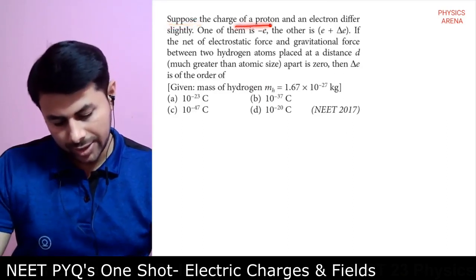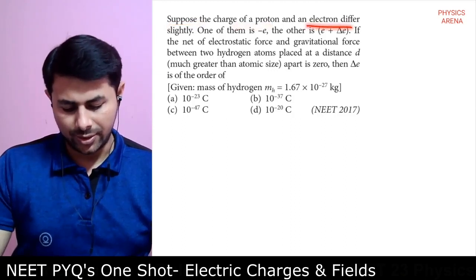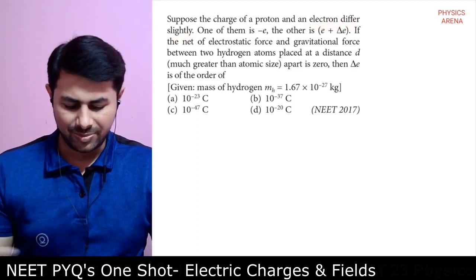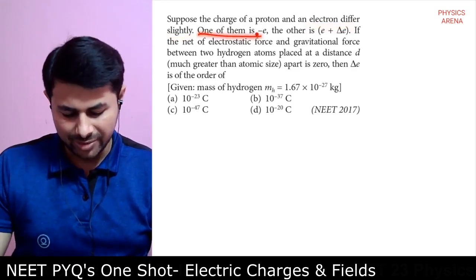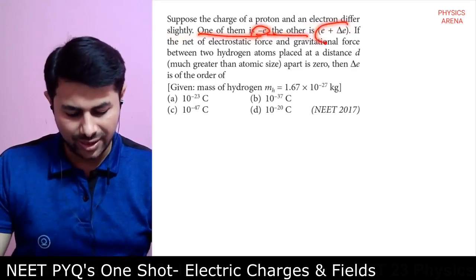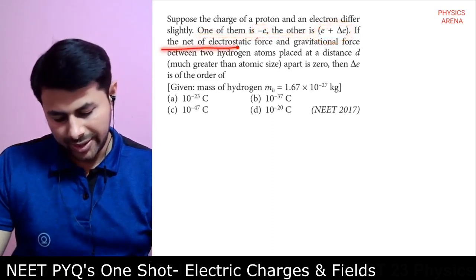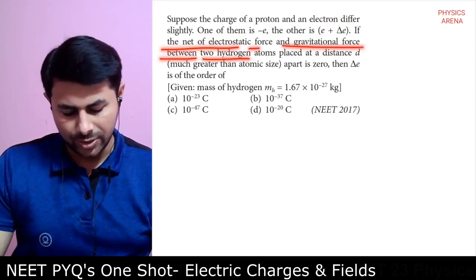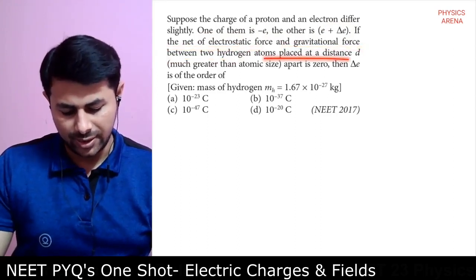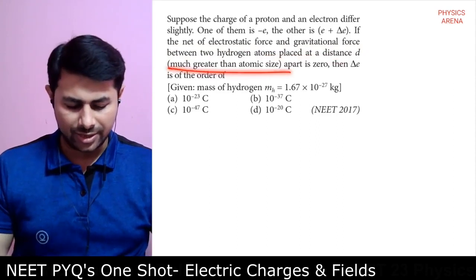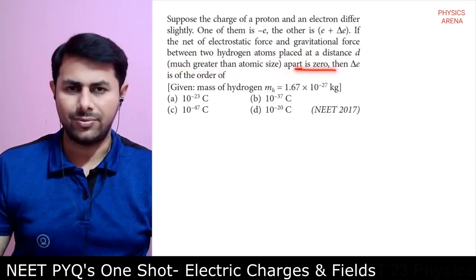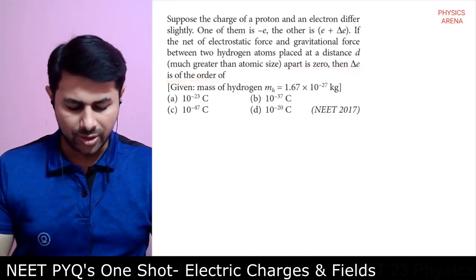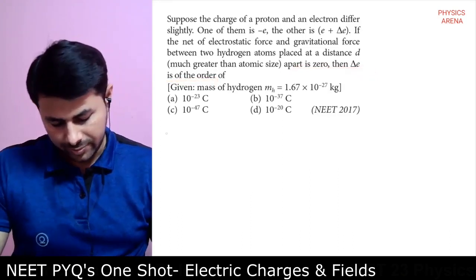Suppose the charge of a proton and an electron differ slightly. The charge on proton and electron differ slightly: one of them is minus e, the other is e plus delta e. If the net electrostatic force and gravitational force between two hydrogen atoms placed at a distance d much greater than atomic size apart is 0, then delta e is of the order of. This is the question.